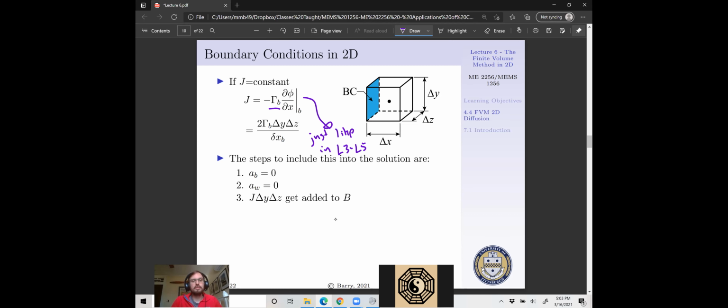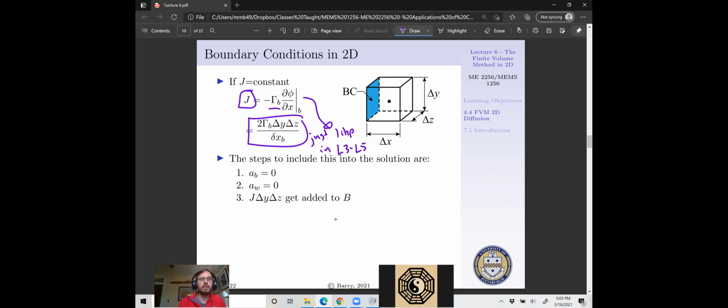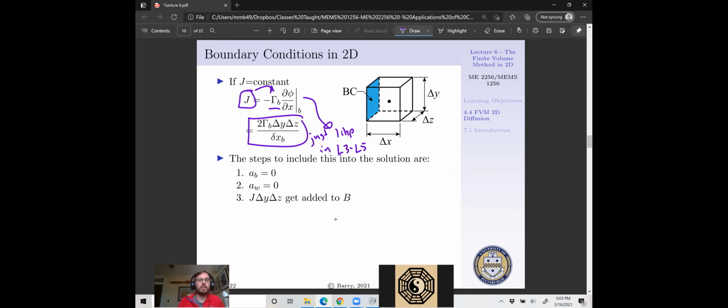So in that particular situation, we'd recognize that at our boundary, our heat has to be conserved. R2 gamma b delta y delta z per delta xb, which was here. For us to conserve heat, this has to be equal to J, our flux, which is represented by this expression. On our previous slide, we defined AB as 2 times gamma b delta y delta z per delta xb. Now we just replace that with our flux.